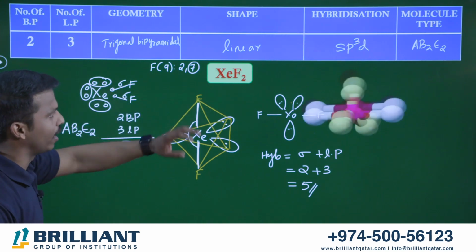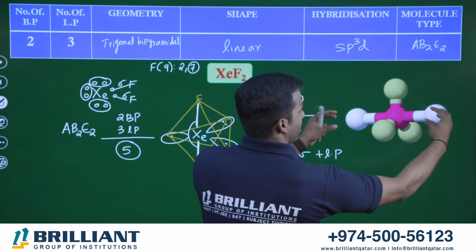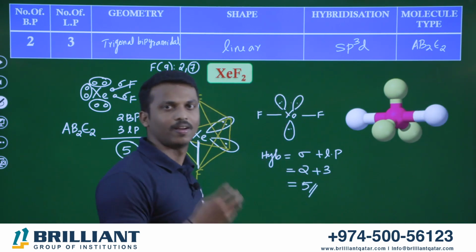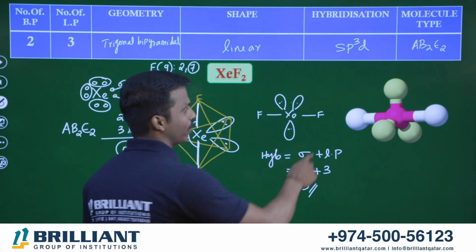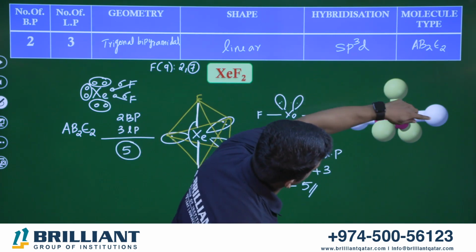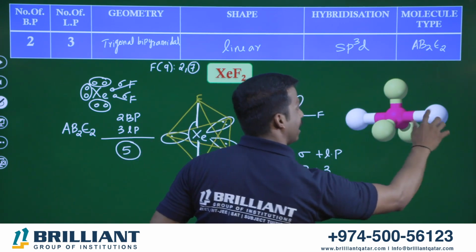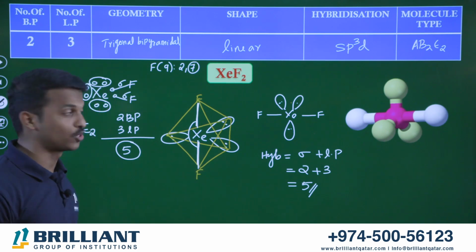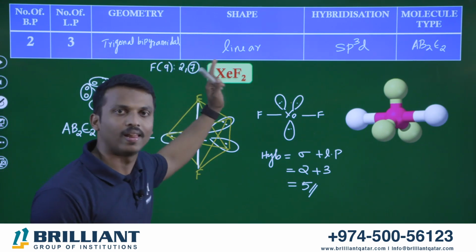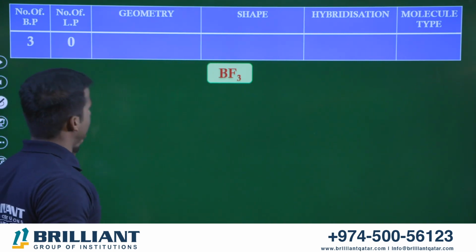So this is the shape. You can see the central one is xenon, the white colored ones are fluorine, and the yellow colored ones represent the lone pairs. If you look in such a way, you can see a triangle and a bipyramid. If you consider only the bond pairs, it is linear shape. So geometry is trigonal bipyramidal, and the shape is linear.